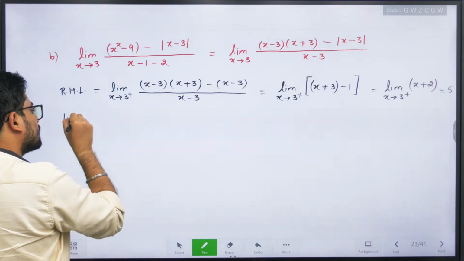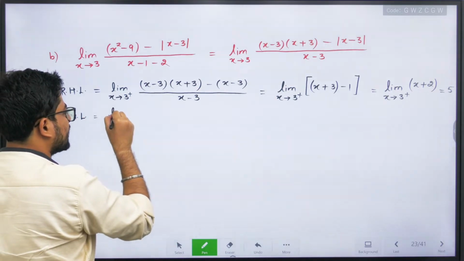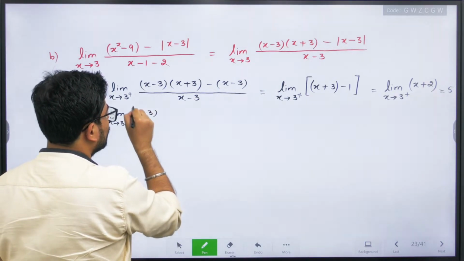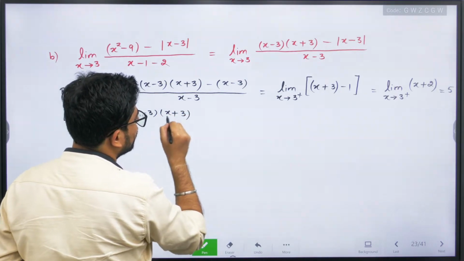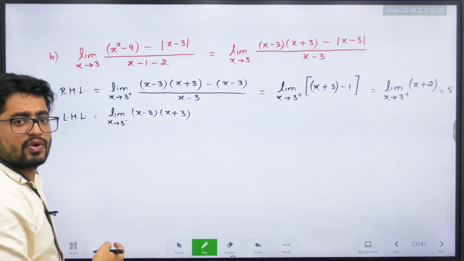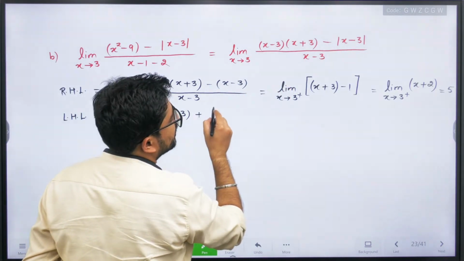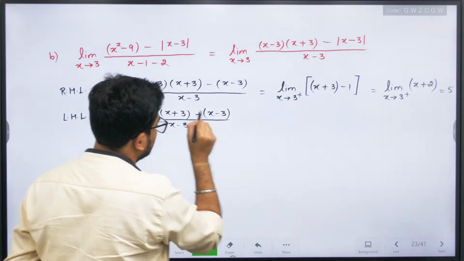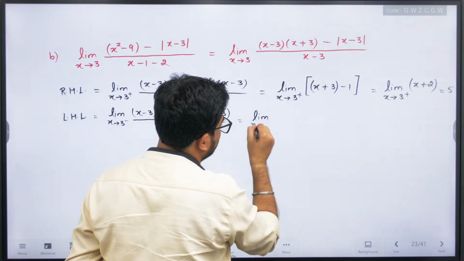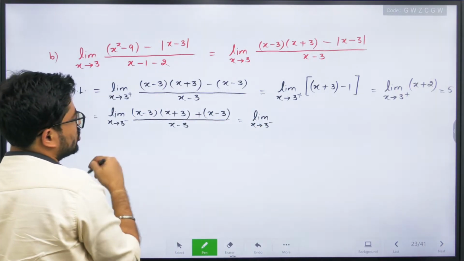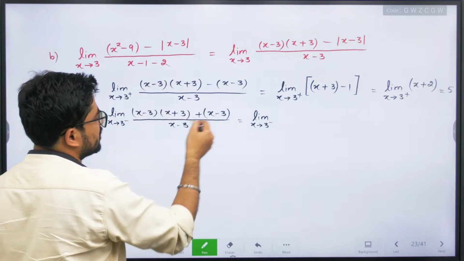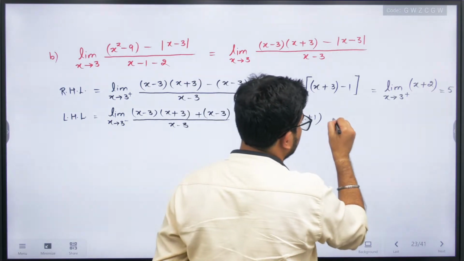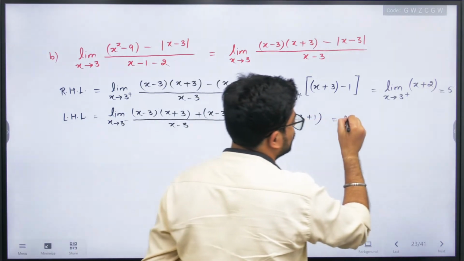Now left hand limit is limit x tends to 3 minus. So this thing is x minus 3 into x plus 3. So modulus opens with minus sign. So minus minus plus, x minus 3 divided by x minus 3. So when you simplify, you will get limit x tends to 3 minus. You can cancel x minus 3, you will get x plus 3 plus 1. So when you put 3 here, you will get what? That is 3 plus 3, 6 plus 1, that is 7.